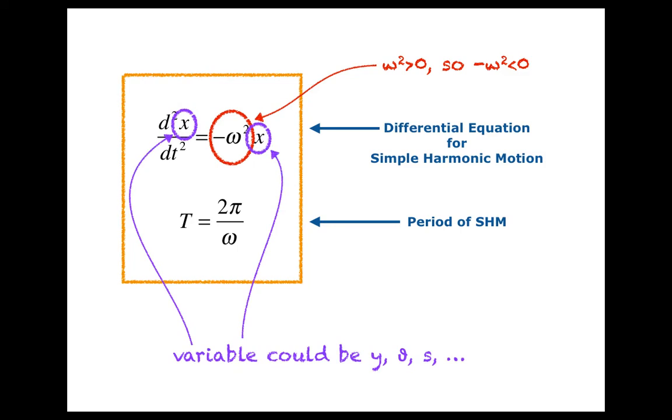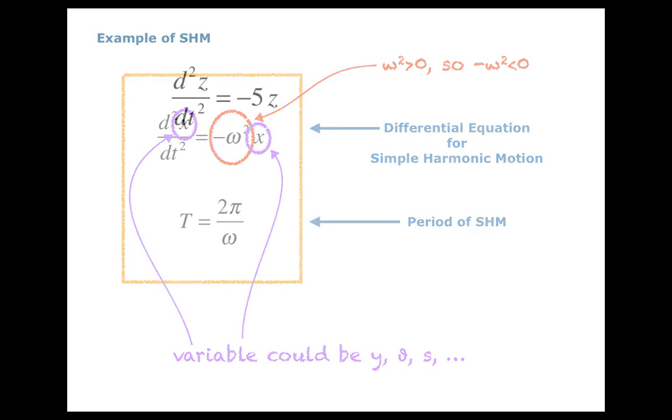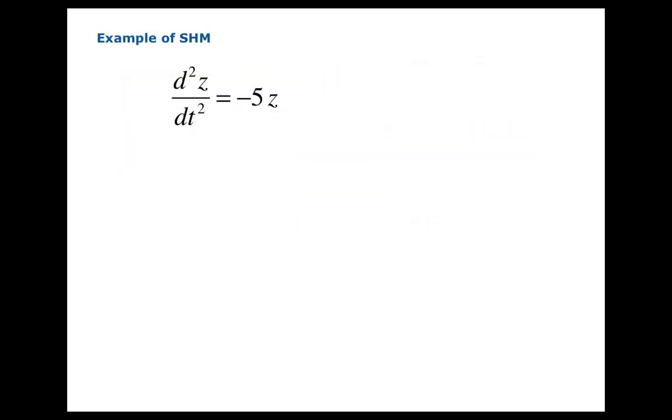You could imagine a situation where the motion is vertical, and in that case the variable might be y. You could also imagine some rotational motion that might be simple harmonic, and in that case the variable would be theta. You could also describe motion along an arc, and then you might want to use s. In any event, lots of things can show up as the variable in this equation, and the key is the relationship. If the second derivative is equal to negative omega squared times the variable, whatever the variable is, then you have simple harmonic motion.